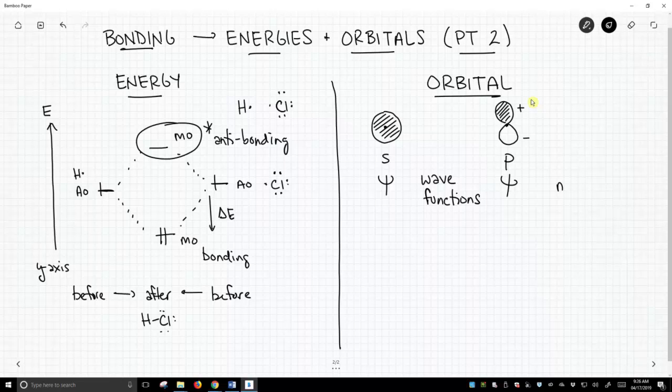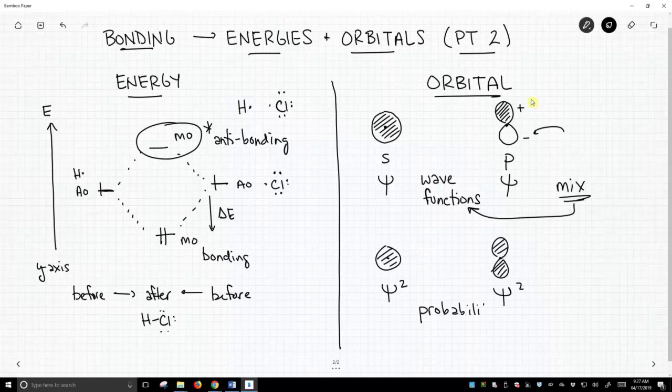So when we mix these orbitals, this is what we mix. We mix the wave functions. These are mathematical functions. We can add them and subtract them. Now, in contrast, we'll also sometimes see what we call probability functions. These are called psi squared. Now, when you square, going back to the top of the p orbital, when we square this negative value, it becomes positive. So when you see the psi squared, the probability functions, everything will be shaded.